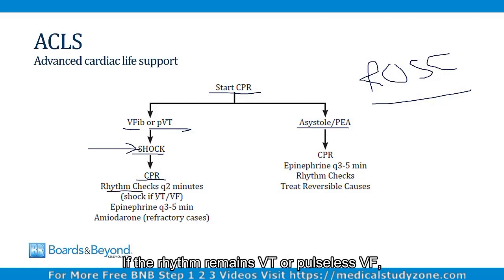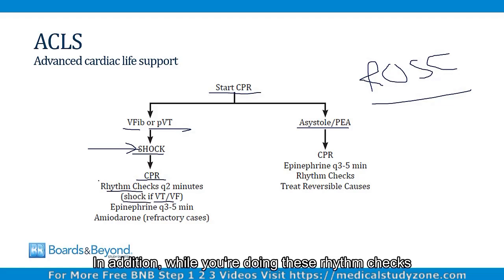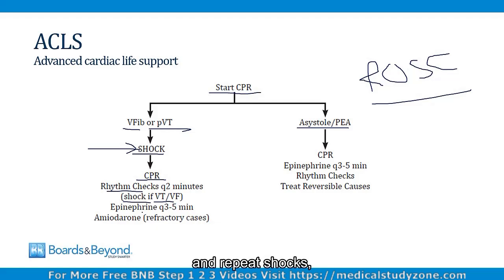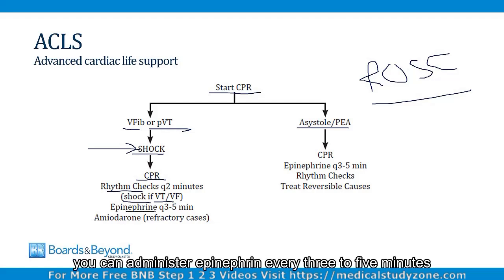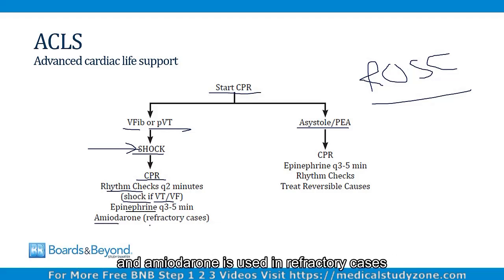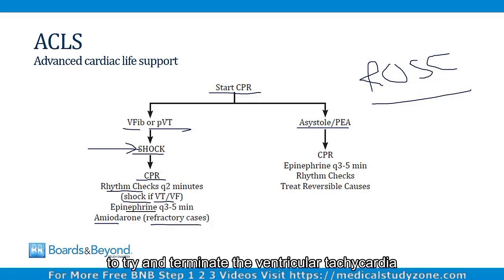If the rhythm remains VT or pulseless VF, then you want to shock again. In addition, while you're doing these rhythm checks and repeat shocks, you can administer epinephrine every 3 to 5 minutes. And amiodarone is used in refractory cases to try and terminate the ventricular tachycardia or ventricular fibrillation.